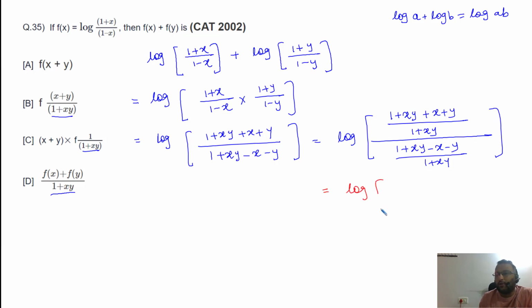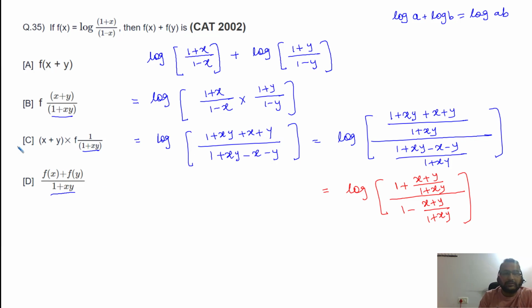This is going to be log of 1 plus, now separate the numerator, x plus y divided by 1 plus xy, and the denominator will be, again separate the denominator, 1 minus, let's take minus common in a bracket, x plus y divided by 1 plus xy.